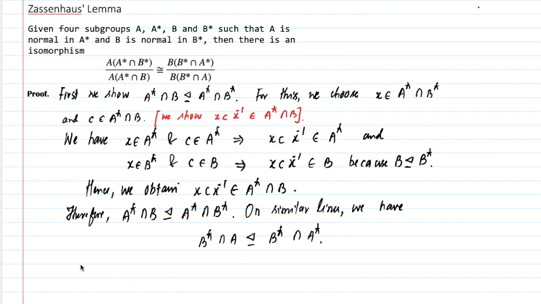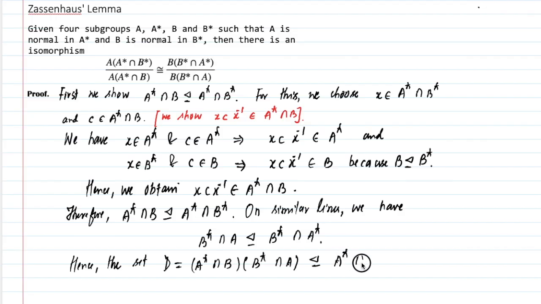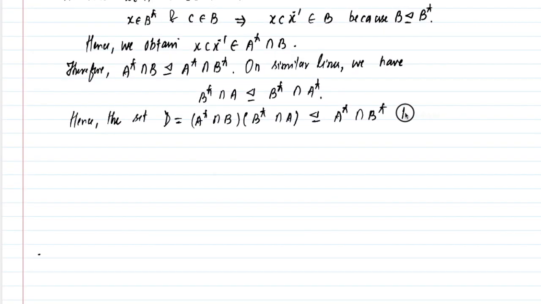So hence we define the set that we shall name as D, which is equal to A star intersection B into B star intersection A. Now this is also a normal subgroup of A star intersection B star. Now this D is normal in A star intersection B star because it is generated by two normal subgroups.